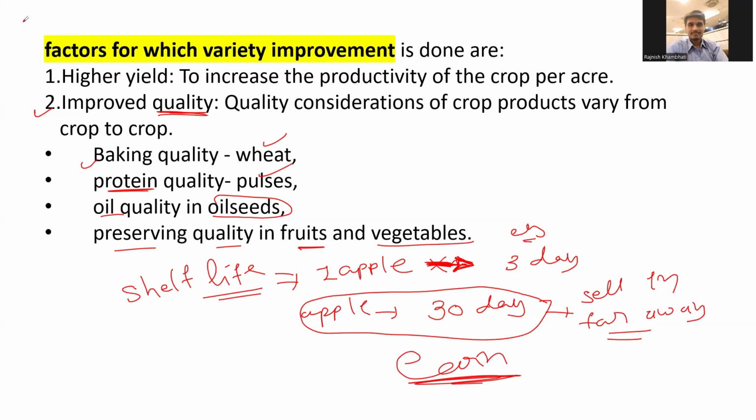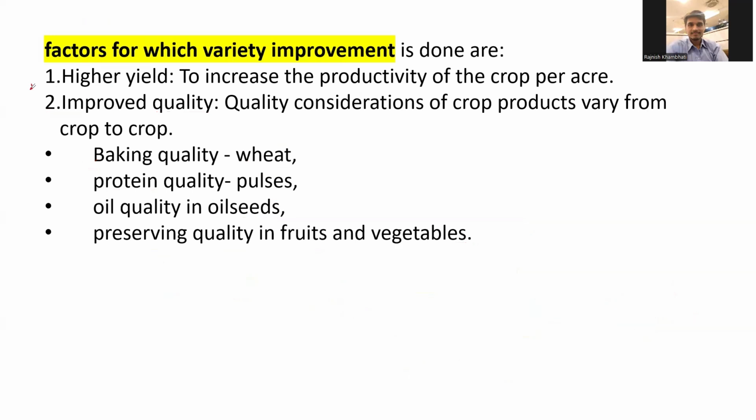Okay, these are the questions. Describe the factors for which varieties are improved. Okay, so we learned two. One is higher yield, another is quality improvement.